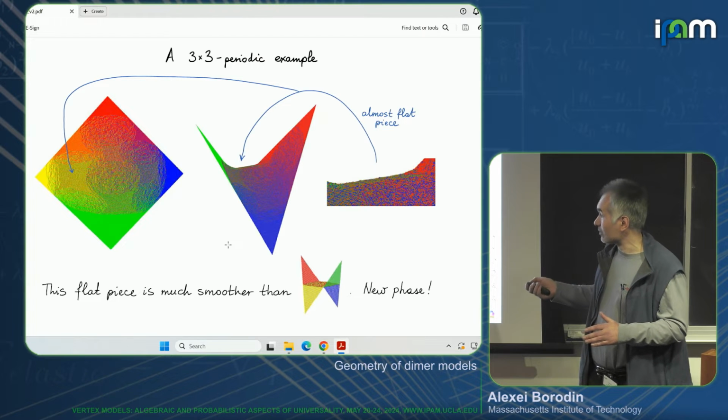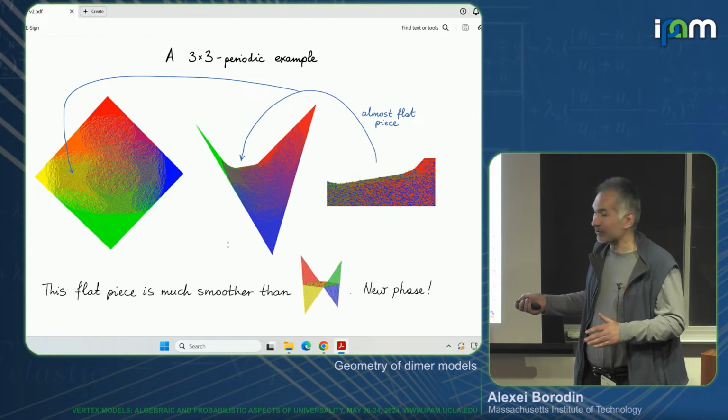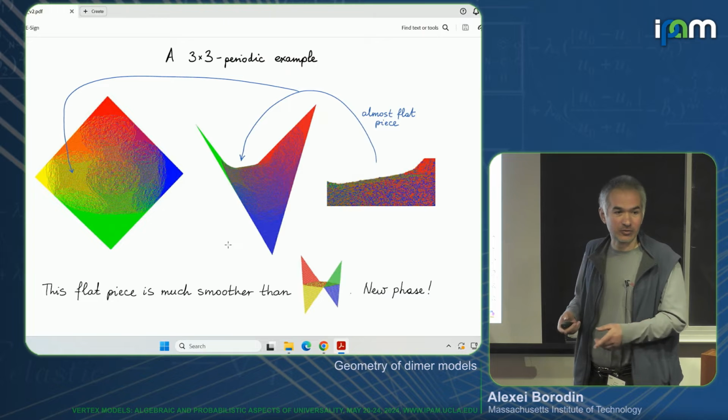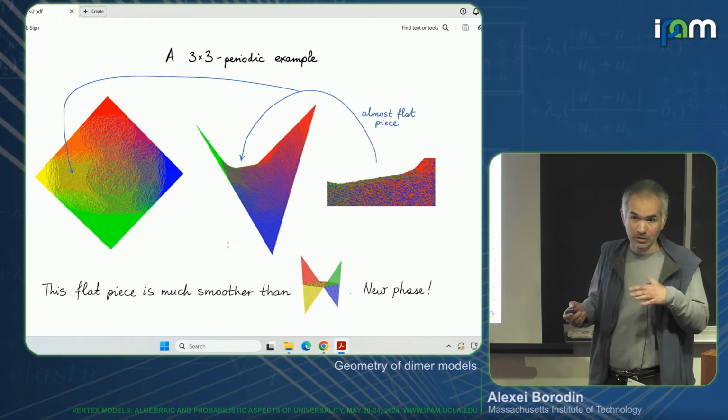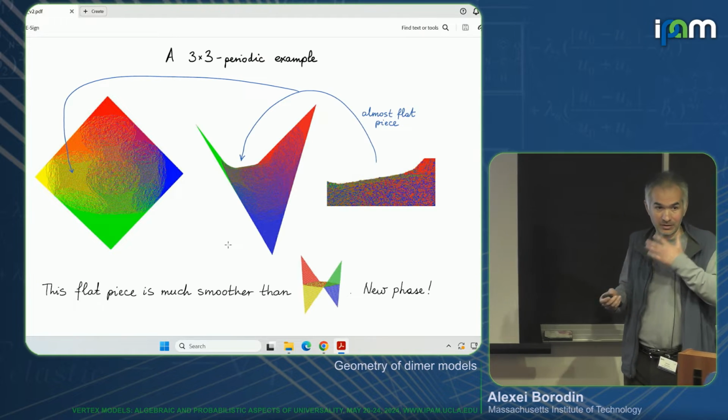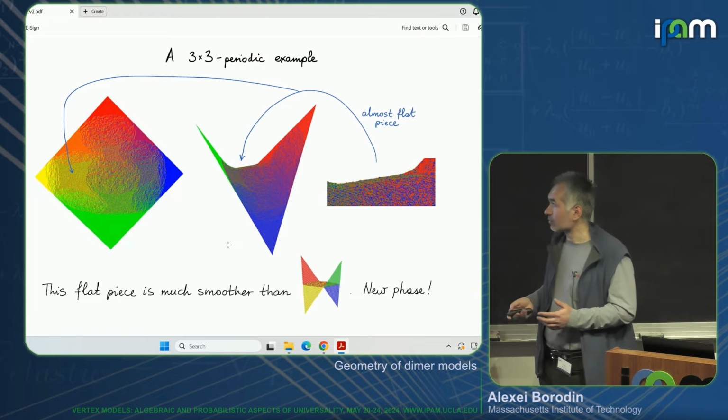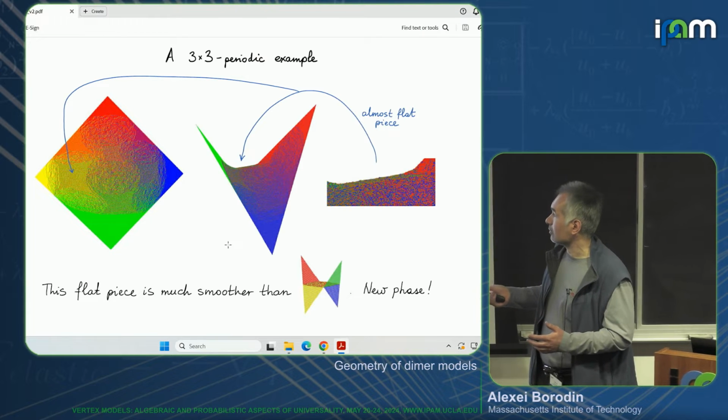And so in particular, it's much flatter than the previous flat picture that I showed you, the tiling of the square. Actually, for the square, it's known that the fluctuations are logarithmic, and here the fluctuations are of order 1. They stay finite as the size grows. Okay, so this is a new phenomenon.